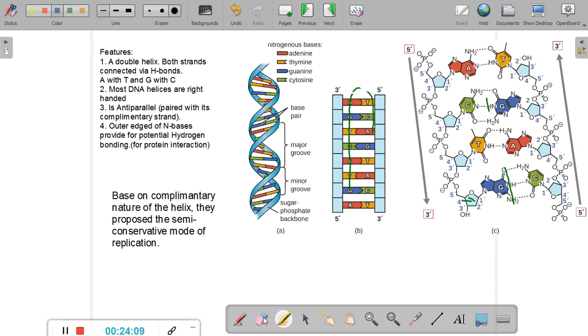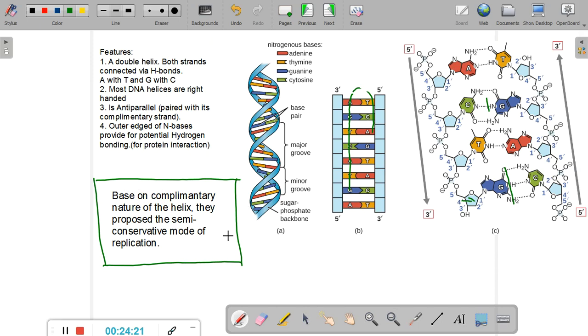Now, not only was this the proposal of Francis and Crick, they also made another very outgoing proclamation about the way in which DNA replicates. So they made a proclamation about DNA replication.